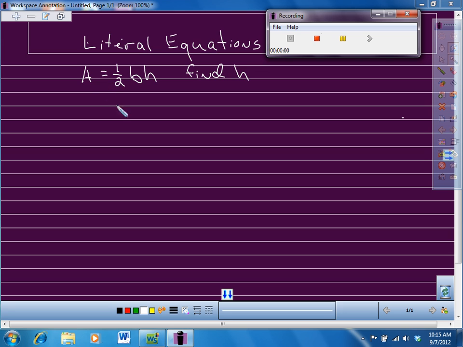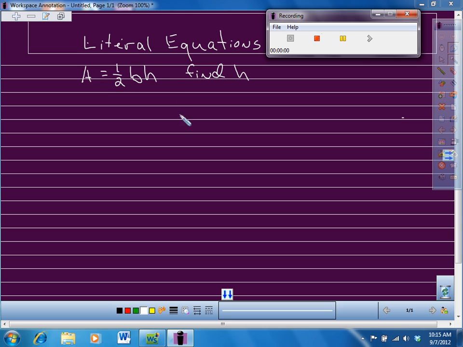Well, lots of reasons, but does anyone know what this formula is? Area of a triangle. It's 1/2 base times height. You don't need to know that right now, but that's what that formula is. But suppose you just know the area and the base and you want to find the height. You could come up with an equation just for the height in terms of the area and the base.